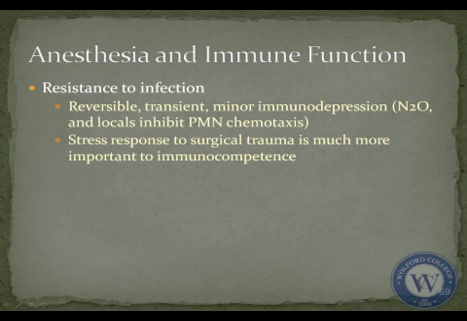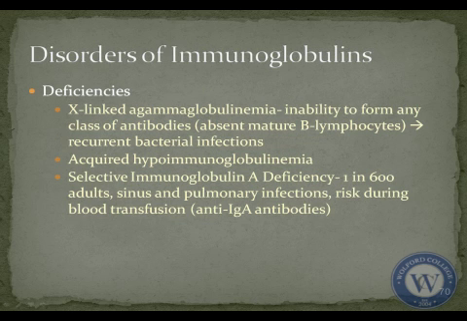Stress response to surgical trauma is actually much more important than immunocompetence, as you can also become immunocompromised from surgical stress. There are also disorders of different kinds that can cause problems for individuals. The first one we're going to talk about is the disorders of antibody production. There are people with X-linked agammaglobulinemia, which is an inability to form any class of antibodies. These people have recurrent bacterial infections.